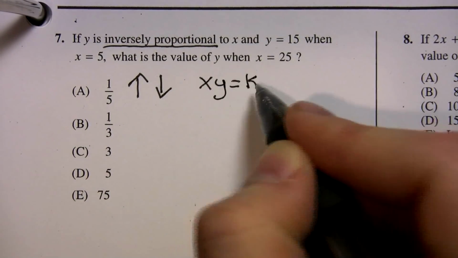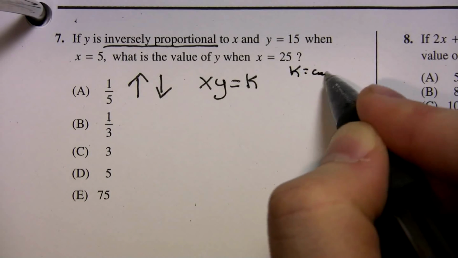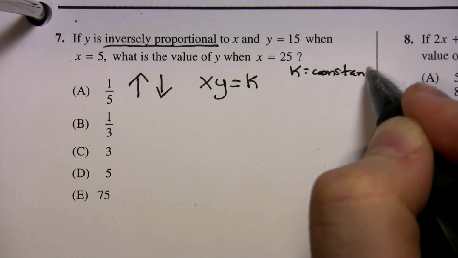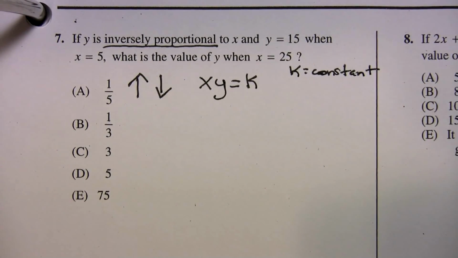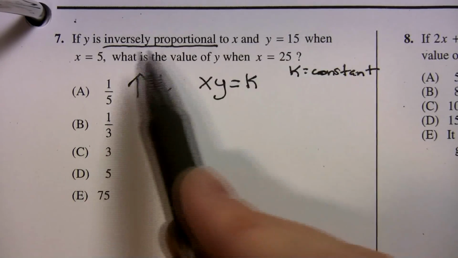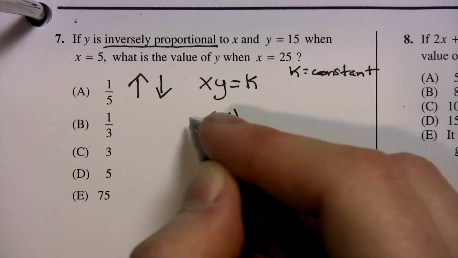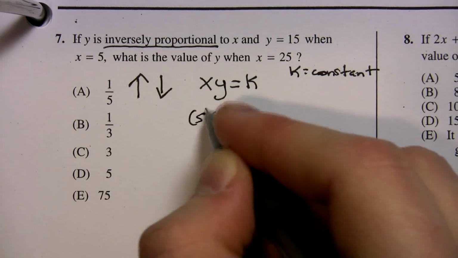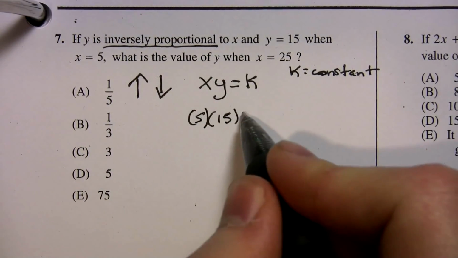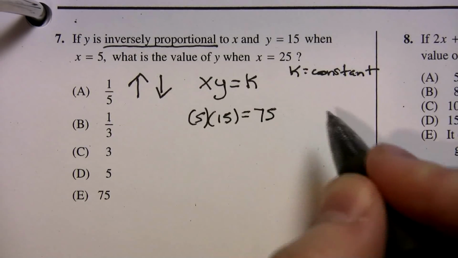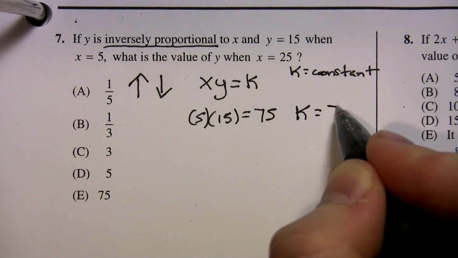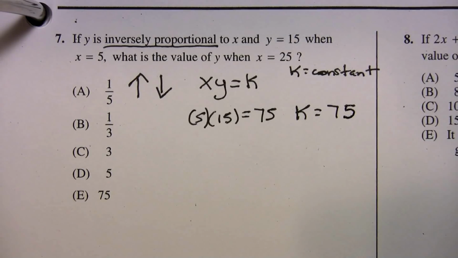xy equals k, and k is your constant. Okay, it never changes. So let's plug in the values that we have into this first one. So y is 15, x is 5. 5 times 15 equals 75. So k equals 75. Again, that's our constant.